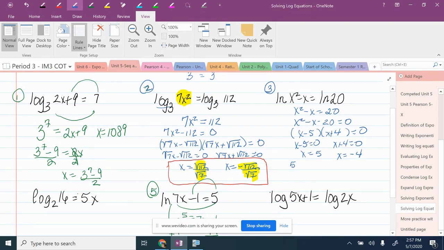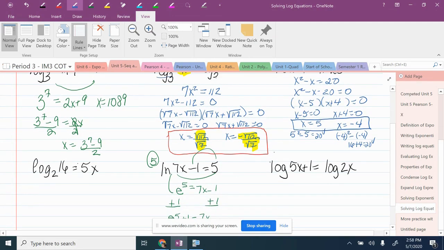If I took 5 squared and took away 5, I would have 20. That's a positive argument, so that's good. If I have negative 4 and I square it and then I subtract negative 4 from it, essentially I have 16 plus 4, which is still positive. So again, I don't have to throw away a solution just because it is negative.